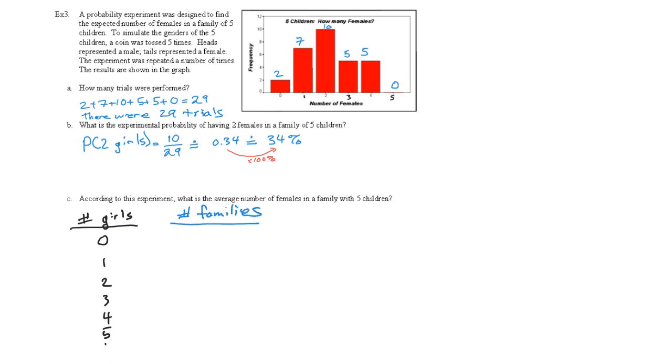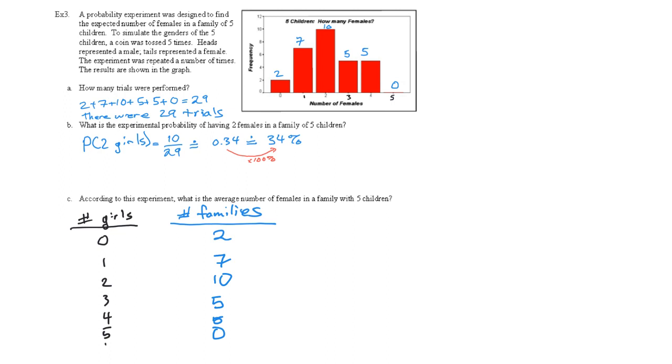So if you think about it, with the number of families, for 0 girls, you had 2. Then for 1 girl, you had 7. For 2 girls, you had 10. And then you had 5, and then 5, and then 0. Okay?